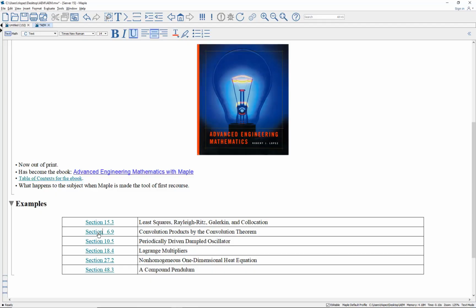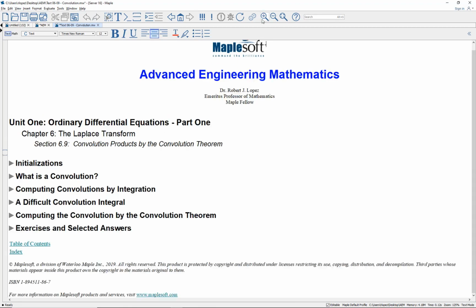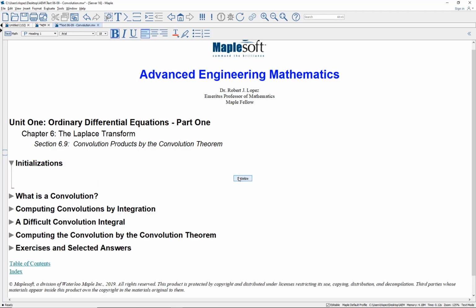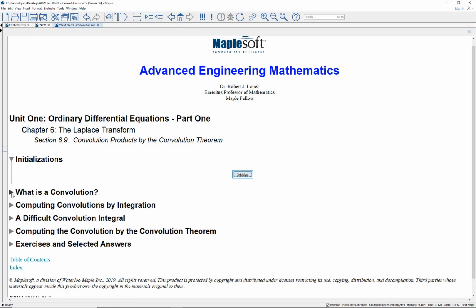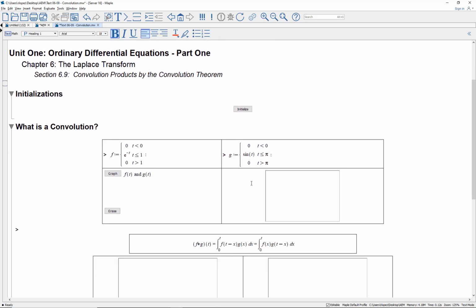A second example here, we look at convolution products by the convolution theorem. Now, in this worksheet that you're going to look at now, I have massaged the actual worksheet so that we could get through this more quickly. Your initializations. The question: what is the convolution? And I'm going to get at it by means of an example.